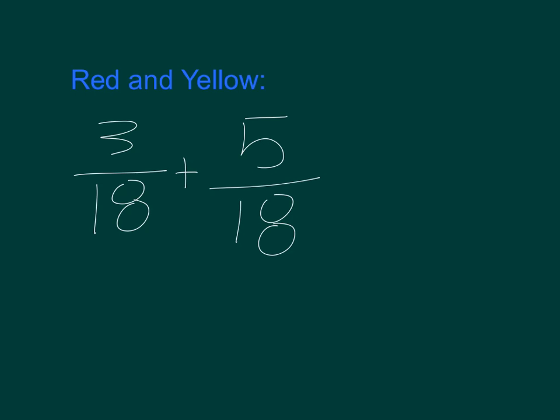So we're going to add 3/18 and 5/18 together to find out how much of the bag is red and yellow Skittles. When I add fractions, we always have to have a common denominator. Since these two colors came from the same bag of Skittles, 18 is our common denominator. So all we need to do is add our numerators. 3 plus 5 is 8, and our denominator stays the same. So my red and yellow Skittles made up 8/18 of my bag of Skittles.